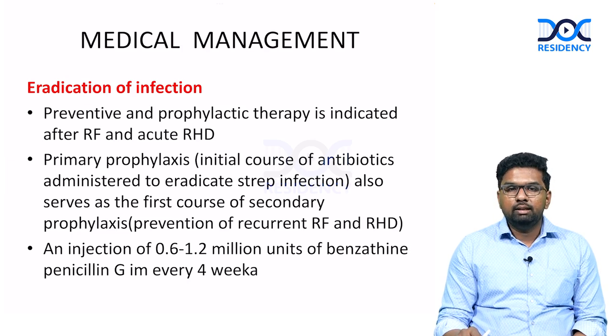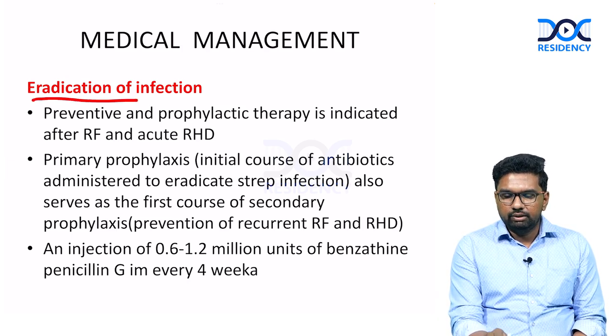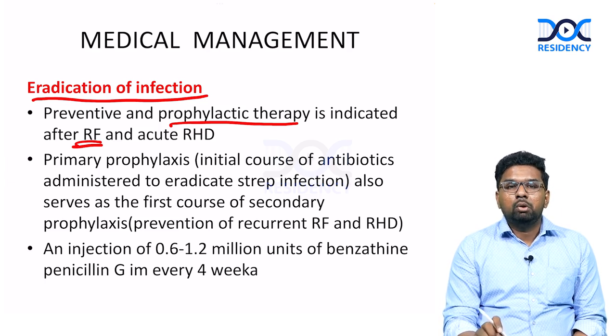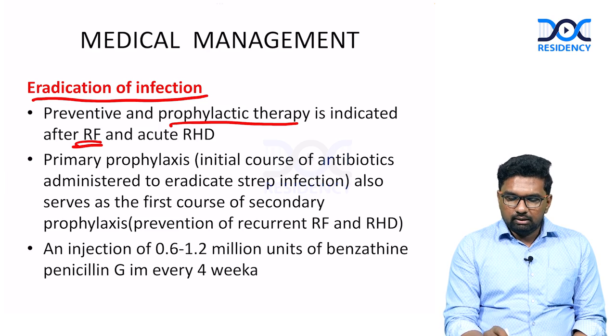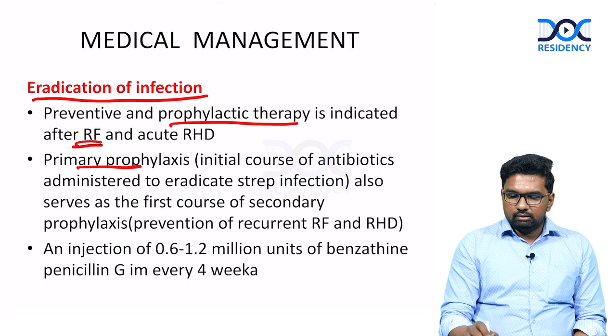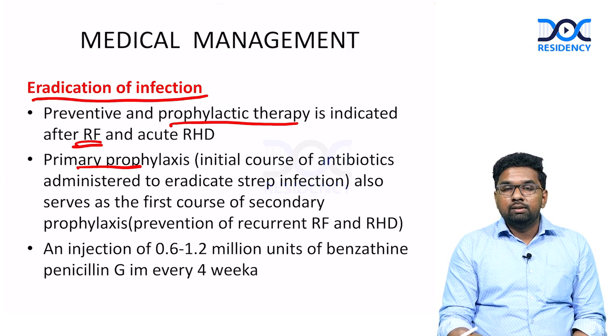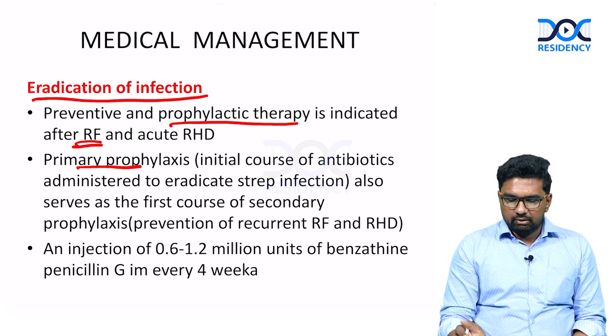So coming to the medical management of rheumatic heart disease, the first thing will be eradication of the disease. So prophylactic therapy is indicated after rheumatic fever and acute rheumatic heart disease. Prophylactic antibiotics play an important role after rheumatic fever or after an episode of acute rheumatic heart disease. So what to start and when to start: the primary prophylaxis should be started as early as possible after the episode of rheumatic fever, or even when the rheumatic fever episode is diagnosed.